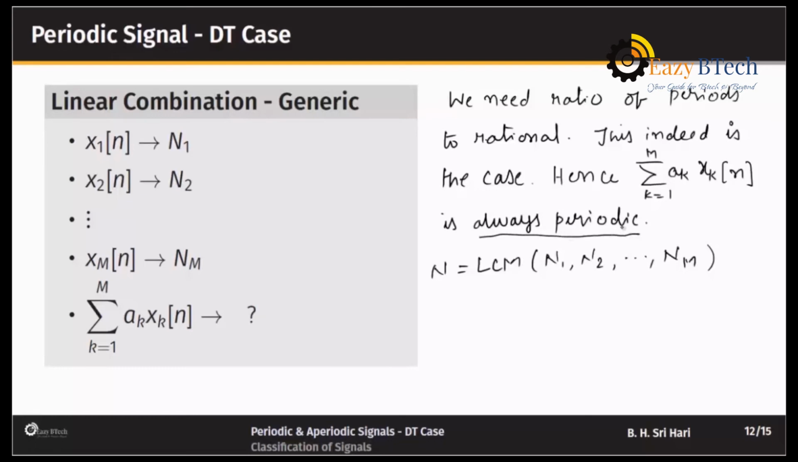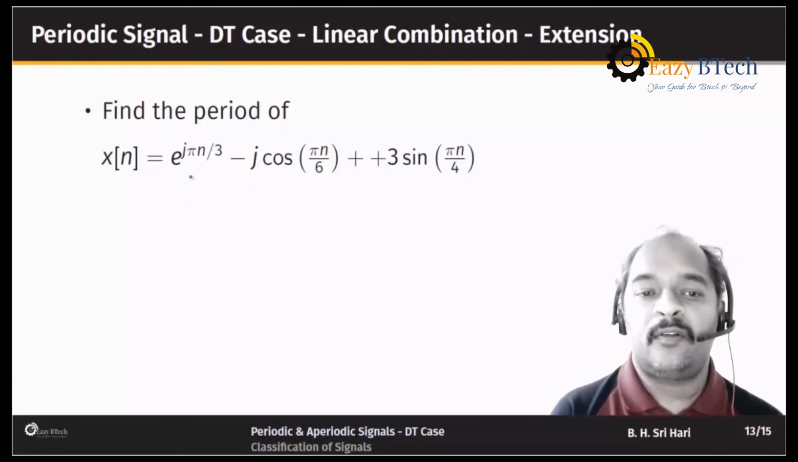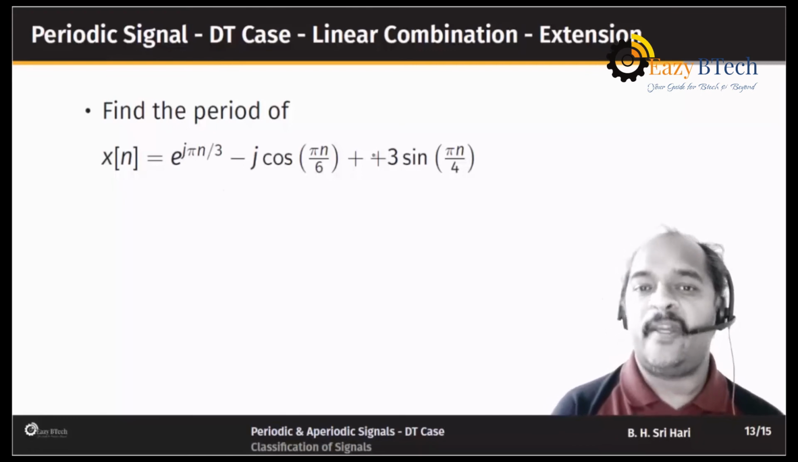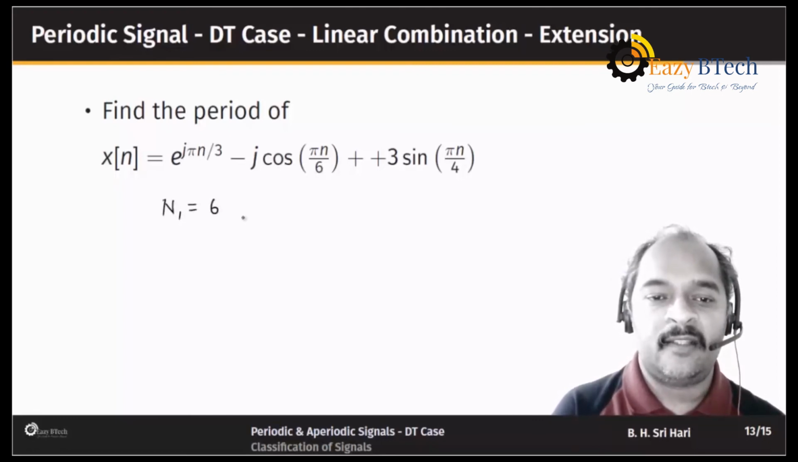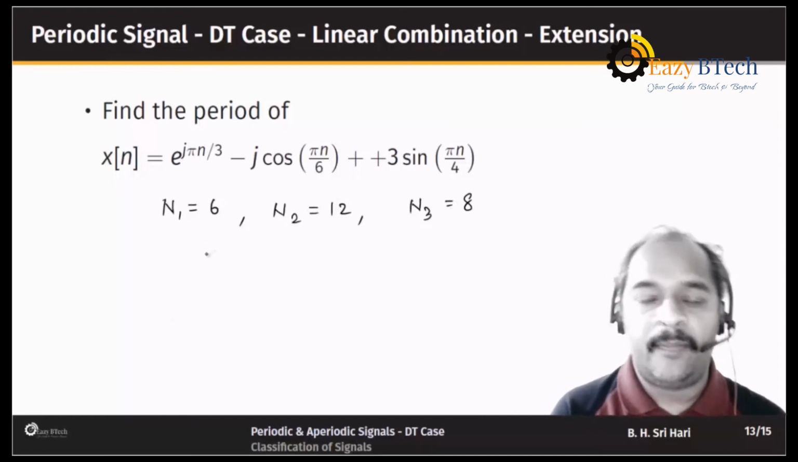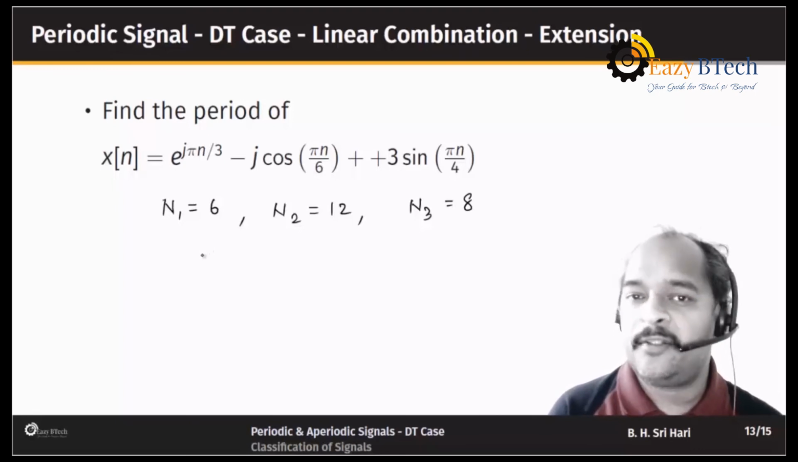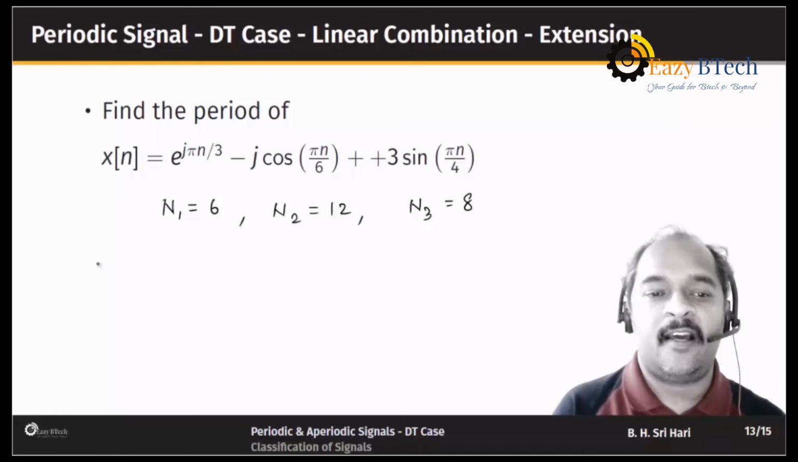Next we will take a few examples. We are asked to find the period of these signals. This is again looking like a x1 of n plus b x2 of n plus c x3 of n. For the first signal the period is 6, for the second signal the period is 12, and for the third signal the period is 8. If you pick any two periods and take the ratio, it is a rational number, hence we need not check whether they are rational or not.